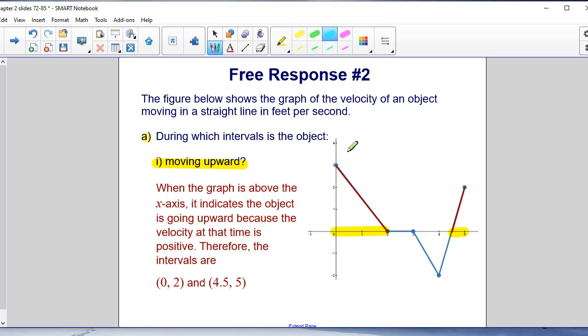I'm going to highlight the actual graph in blue. So in this range right here, that is positive, it's all above the x-axis, and above here, this is all above the x-axis as well. Now, it might seem counterintuitive because the slope of this line is negative. It's going down. But remember that we're looking for values above the x-axis. When is this object above or positive? That's when it's moving up. So it's on this range here, and again on the range from 4 to 5. So we have 0 to 2 and 4.5 to 5.